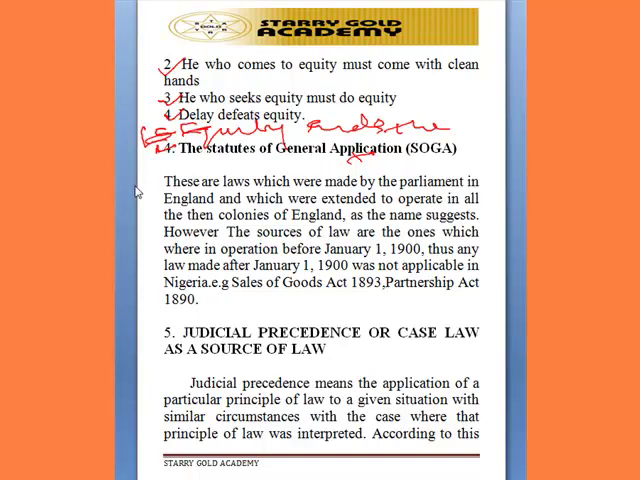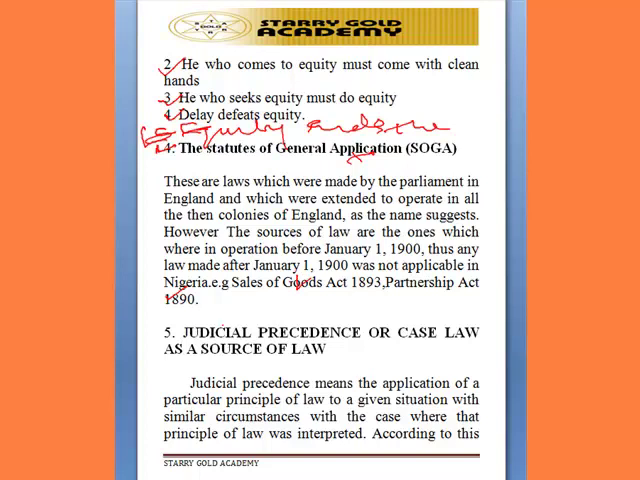Now, what are Statutes of General Application? These are basically the laws that were in existence before the 1st of January 1900. They became a source of law in the sense that they were laws that were operational before 1900. For example, we have the Partnership Act of 1890, we have the Sale of Goods Act of 1893, and all these are sources of law in Nigeria.